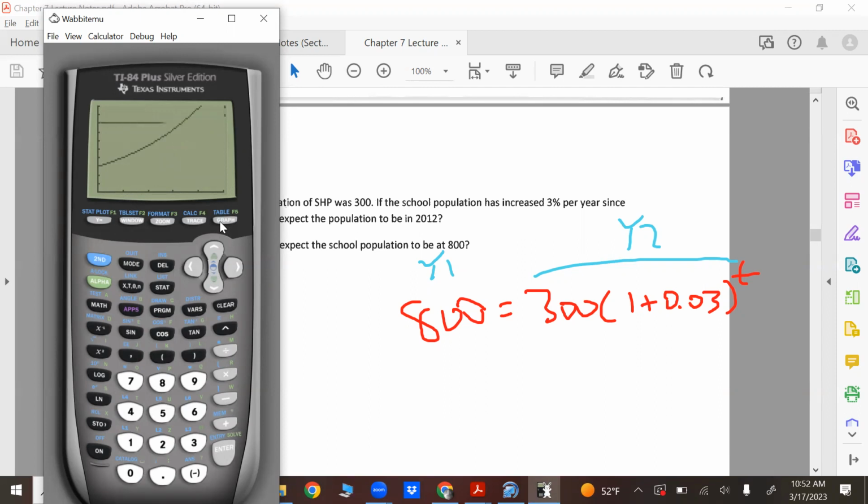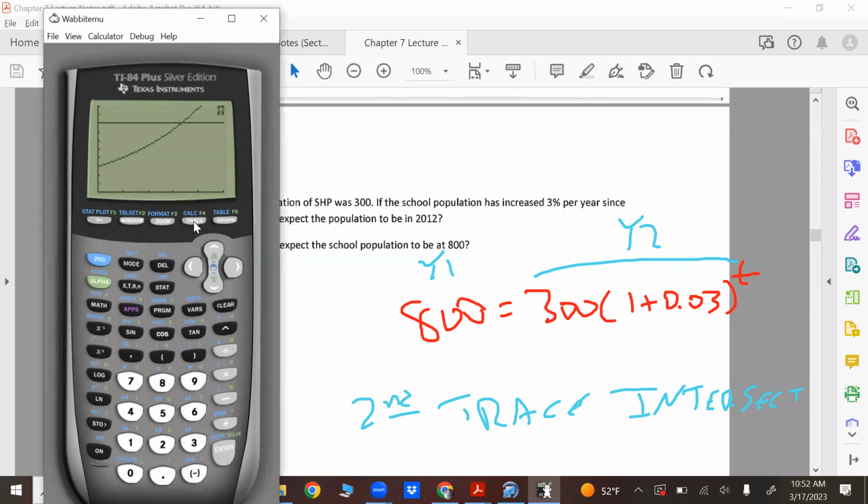There we go. And then to find it, you hit second, trace, and clearly intersect, because that's what we're looking for, right? By the way, the trace menu is right by graph in the top row.